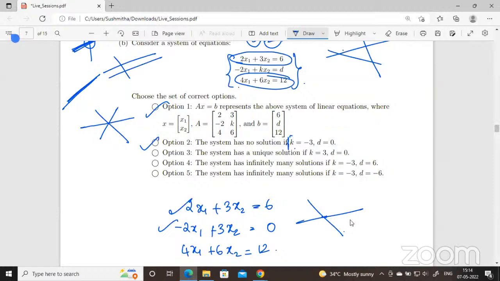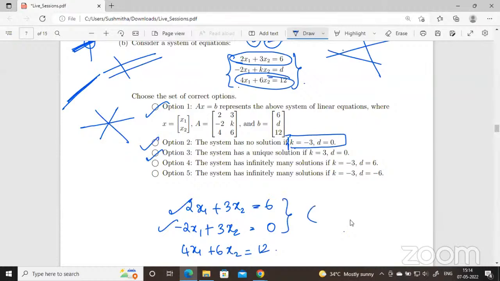The no solution thing is coming because of the second equation. Look, equations 1 and 3 are the same, so that's not going to make any difference. The second equation is what is coming from here. So the second equation becomes minus 2x1 minus 3x2 is equal to 0 if k is equal to minus 3 and d is 0, right? Yes, ma'am. Now they are parallel lines, right? Yes. This one and this one. Option 3 is true because I will have a unique solution when I solve.